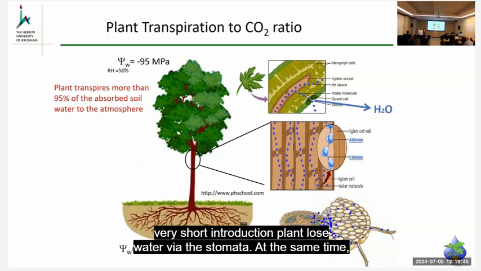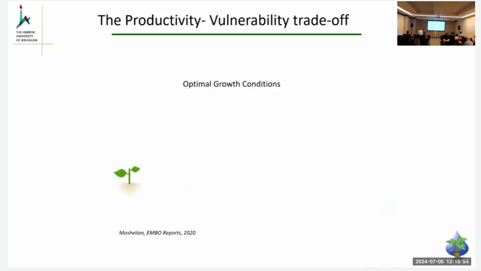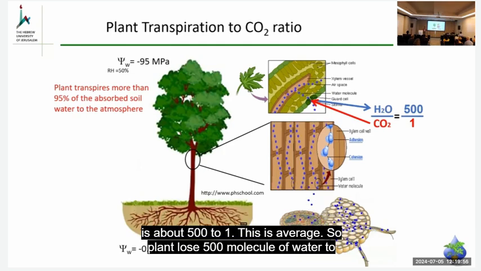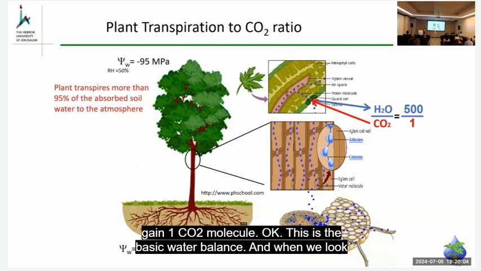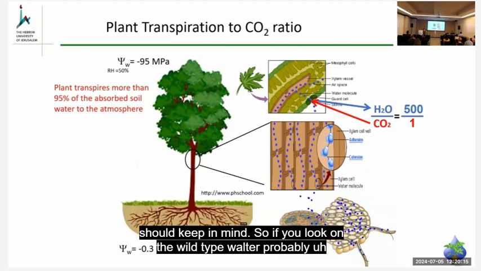Plants lose water via the stomata. At the same time, they gain CO2. The issue here is that the ratio is about 500 to 1. This is an average. So plants lose 500 molecules of water to gain 1 CO2 molecule. This is the basic water balance. And when we think about plant-water balance regulation, this is what we should keep in mind.